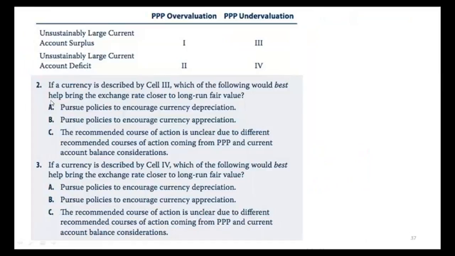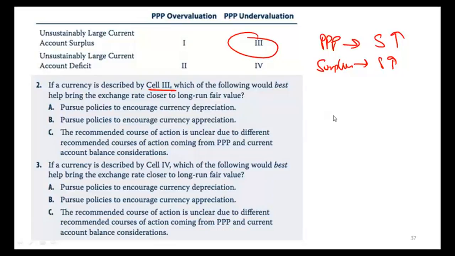What about if you are in cell 3? Then what do you do? And what's the simple way of doing it? What does purchasing power parity predict? When the currency is undervalued, according to PPP, then what do you predict? The currency will appreciate. If you have a large current account surplus, what does that predict? That you go up. So here you are likely to expect appreciation.